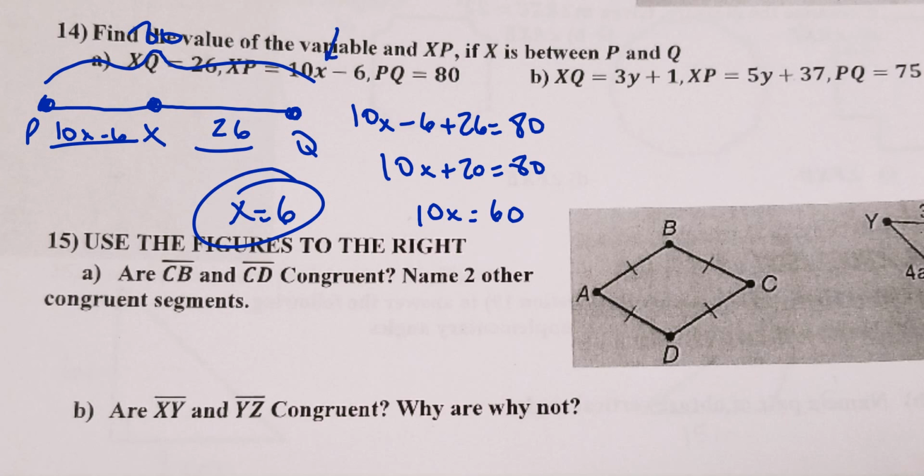So if x is 6, I'm going to plug in 6 right there. 10 times 6 is 60 minus 6. So XP equals 54. And that's it for 14. So I'm going to do the same thing for B.